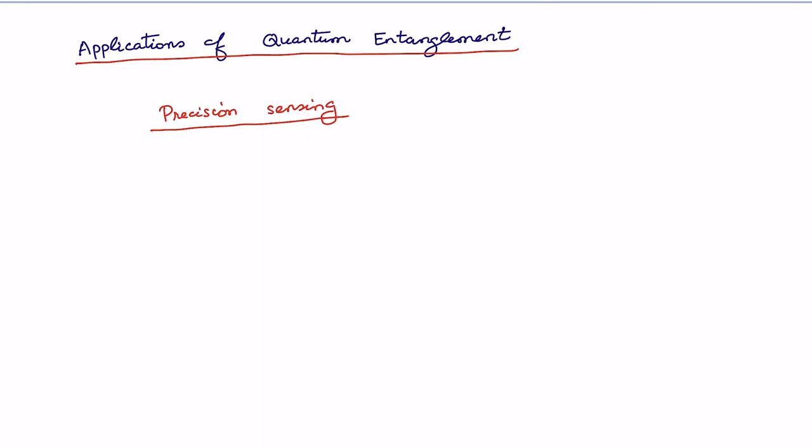To illustrate that, let me give you an example. Consider a spin system. Say we have a spin system, and this spin may be in the up state or maybe in the down state. So it is in a superposition state like this. Now, as you know, a spin system is very sensitive to the presence of a magnetic field, and we want to measure the ambient tiny magnetic field that may be present around it.